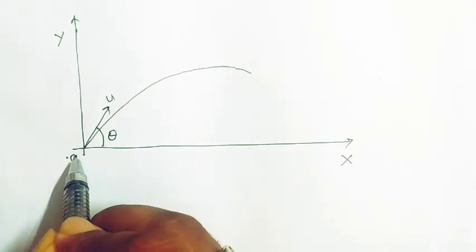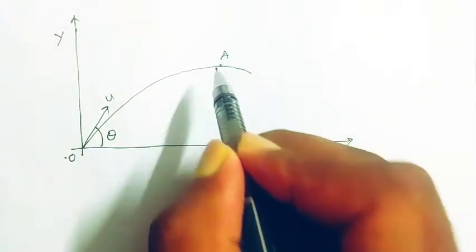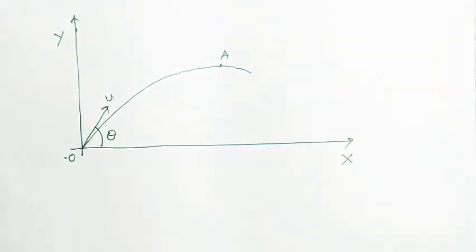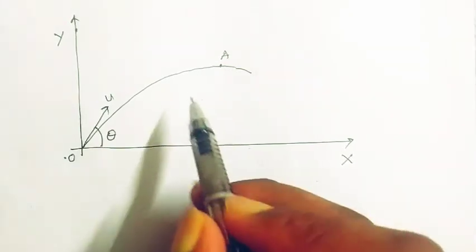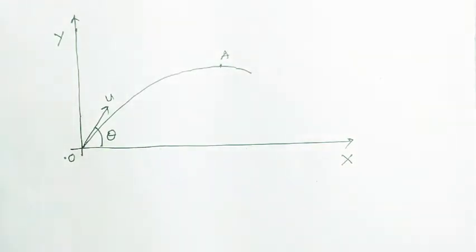If I say O is the point of projection, then capital A will give the maximum height. We have used these notations in the previous lectures. Those who have not seen them, please go through the series from the first video. So this is the maximum height. Now you are well known about one-dimensional motion and about the trajectory. You have the sense.